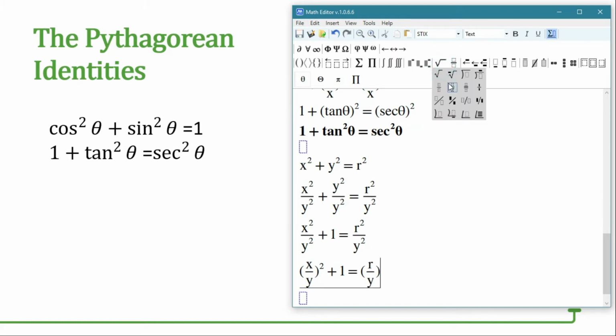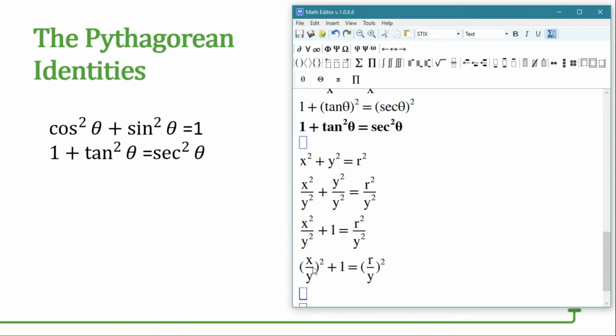Then by substituting the trigonometric functions which define these ratios, x over y is actually what? X over y is cotangent. So that is the square of the cotangent of an angle plus 1 equals r over y, which is actually the cosecant function of an angle, or the square of the cosecant function of an angle.